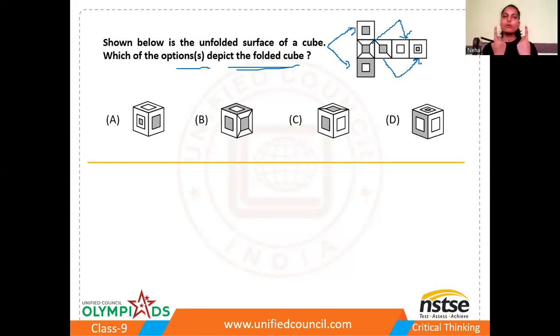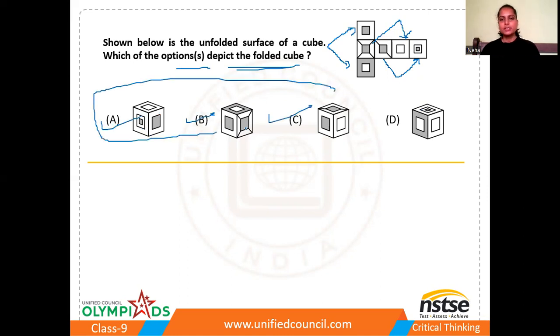So when I fold it, I can't see the two opposite sides together, right? I can't see the two opposite sides together. Clear? But as we can see in option A, B and C, in all three options, I can see the opposite sides together. Correct? Which is not right. Clear? So yes, option B is the right answer.